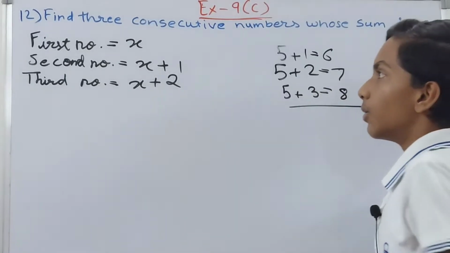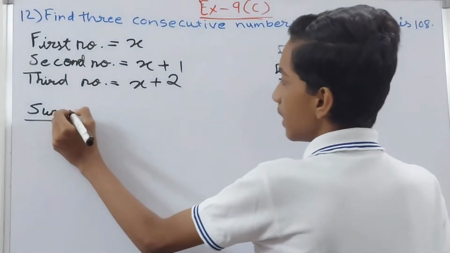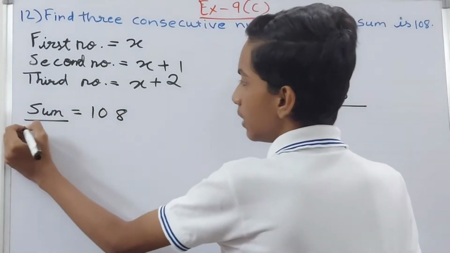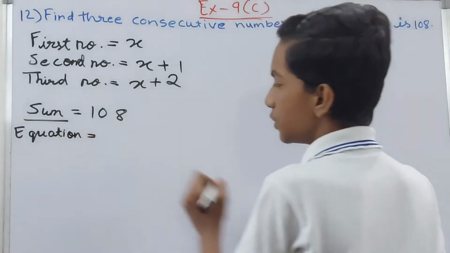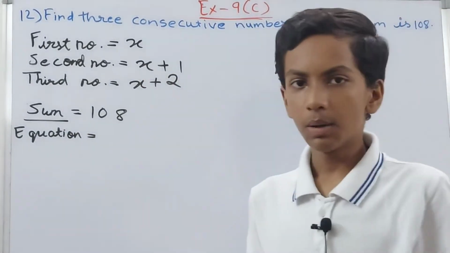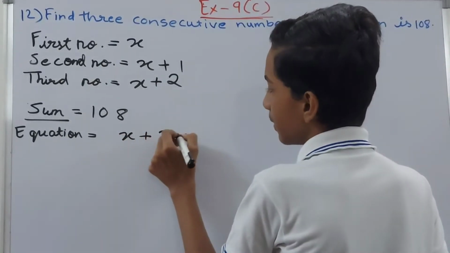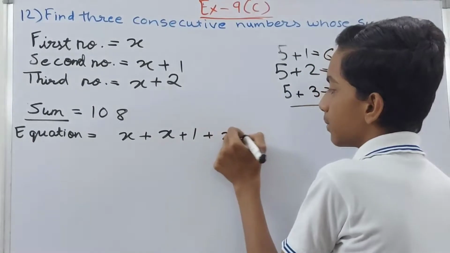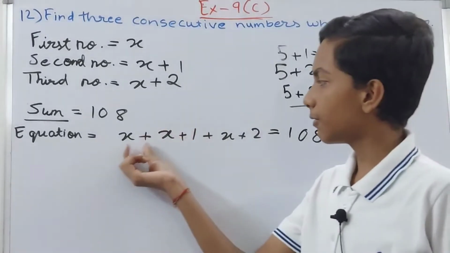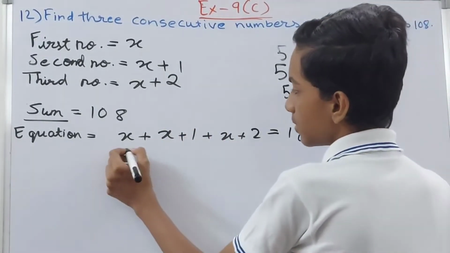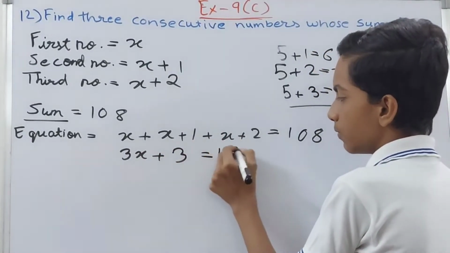Now we will find their sum. The sum is 108 as given in the question, so our equation becomes x plus x plus 1 plus x plus 2 is equal to 108. So how many x do we have here? 1, 2 and 3, so 3x. This becomes 3x plus 1 and 2 is 3, so 3x plus 3 is equal to 108.